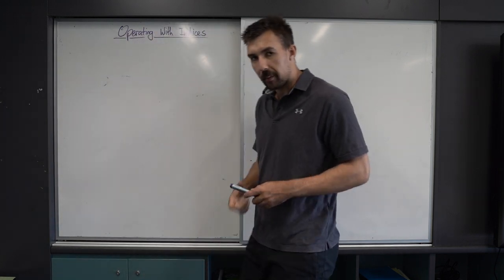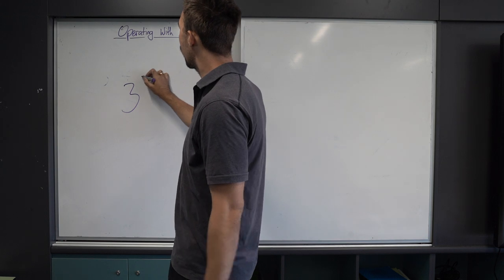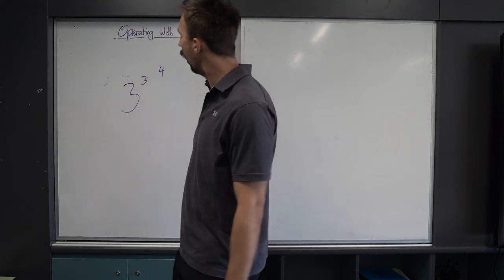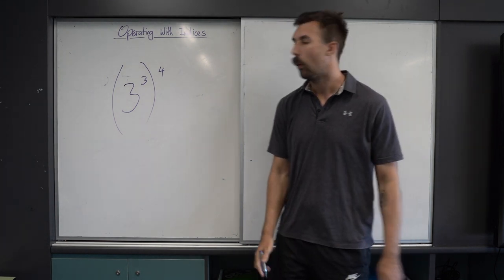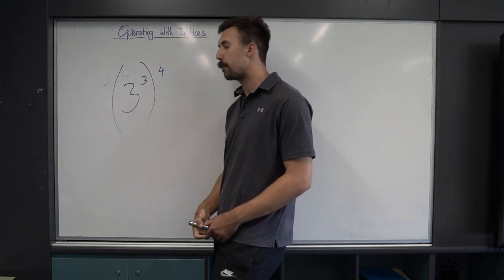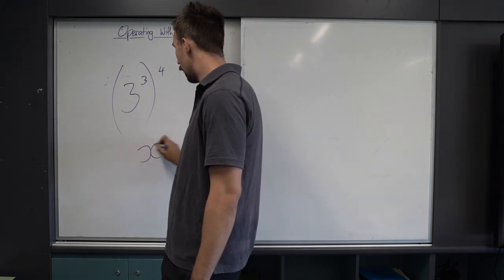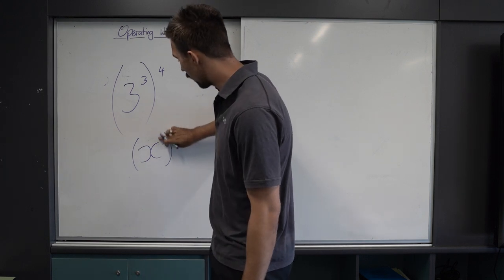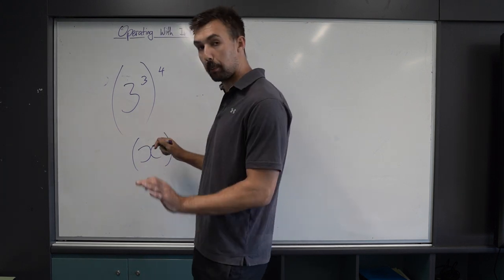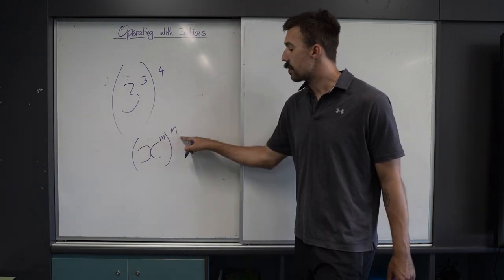Then you get the tough one. You get this really annoying one. You get 3 to the power of 3 to the power of 4 in brackets. Oh boy. So, what does that mean? The indices law here is this. X bracket m to the power of n. Sorry, I'm going to use the letters again to make more sense because we can't put values in. M and N. What are these two doing together?